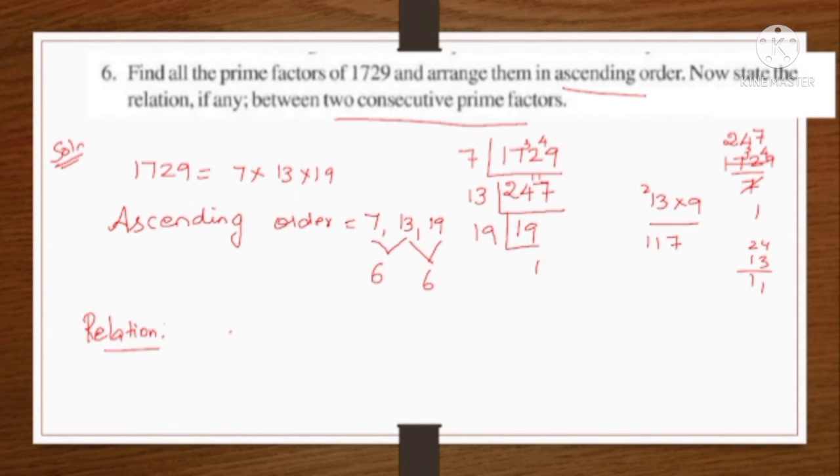The relation we had found is the difference between two consecutive prime factors is 6. So this is a relation.